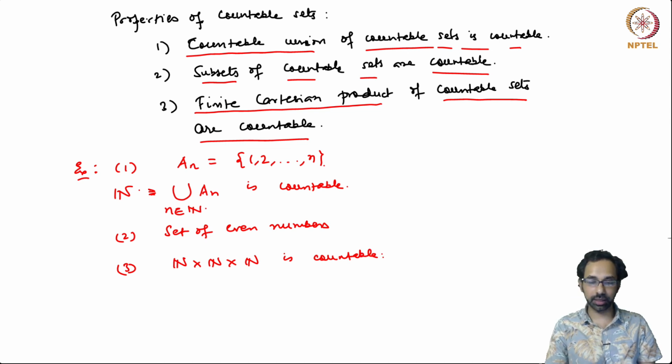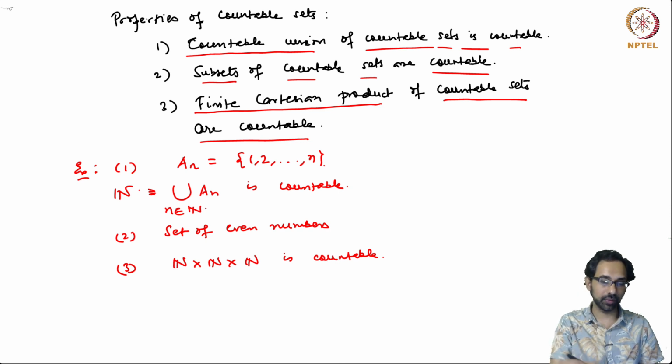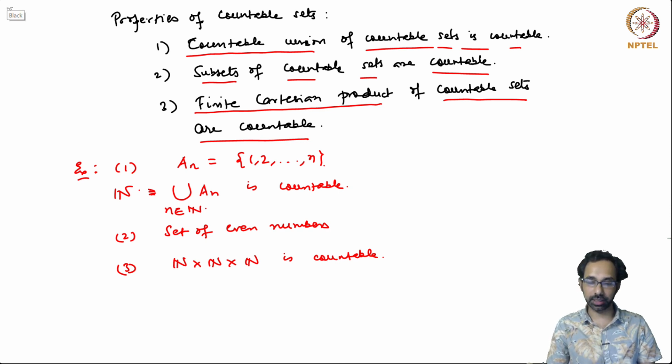So you can find again the proofs of these statements in Munkres's book, and we are going to skip this proof in this lecture, but it is always good to remember these properties where you can create new countable sets from given ones.